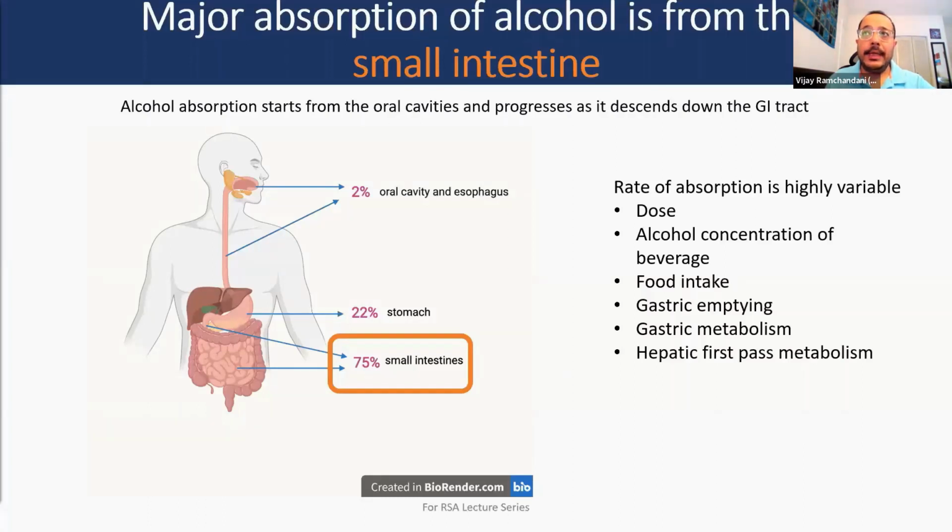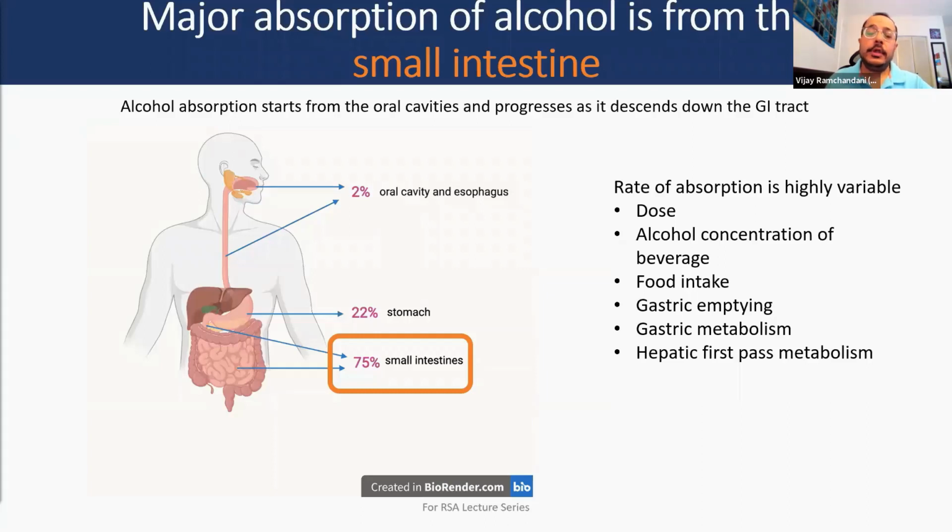Absorption can start right in the oral cavity, from the mouth, as alcohol is being consumed, although that is a very small proportion of it. A smaller proportion is absorbed in the stomach, but the major site of absorption for alcohol is in the small intestine, where about 75% of the ethanol is absorbed. And it is more rapid because small intestines have a large surface area for absorption. Once alcohol is absorbed, it distributes into body water and there is no plasma protein binding.